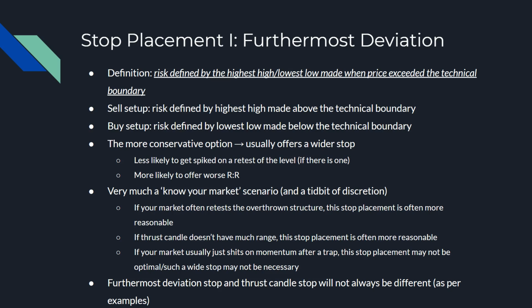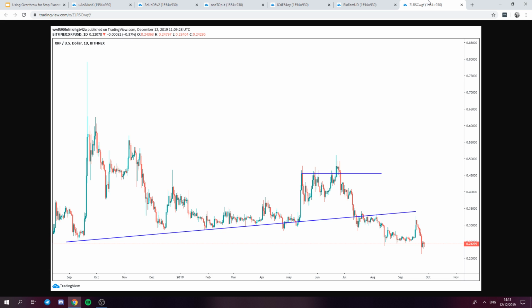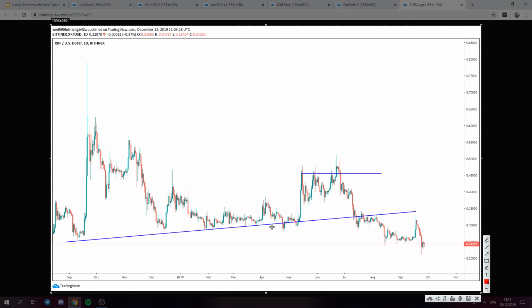And of course, if your market usually just shits on momentum after a trap, furthermost deviation could be seen as a bit of a wasted opportunity, and it may not be optimal, and such a wide stop may not be necessary. So a good example would be, let's take this Ripple dollar example. This also shows a trend line overthrow, by the way, so we'll cover a couple of these.